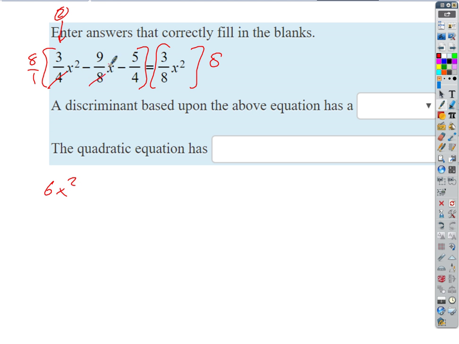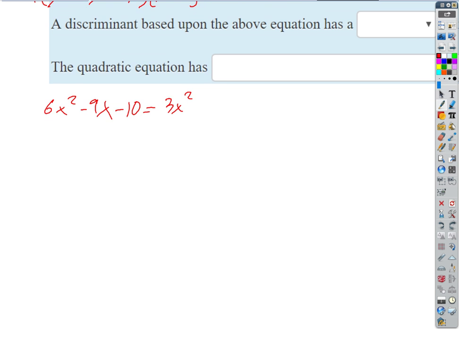6x squared, 8 over 8 is 1 times the top. Negative 9x, 8 over 4 is 2 times the top. 8 over 8 is... That would be negative 10. Oh, whoops, you're right. Two times negative 5 is negative 10, good. And then 8 over 8 is 1 times the top. There's my 3x squared. Am I done? You gotta move this. Good. Got to move 3x squared to the left, so I'll subtract 3x squared from both sides. And so that's going to give me 3x squared minus 9x minus 10 equals 0, right?